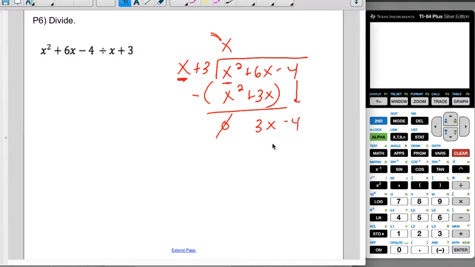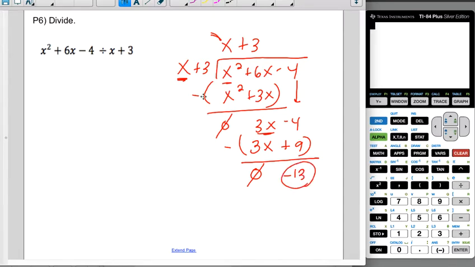6x minus 3x is a 3x, and I drop the next digit down. To get an x to look like a 3x, I need to multiply by a plus 3, which then gets distributed to both terms, so that's 3x plus 9, and then I subtract straight down. 3x minus 3x is gone. Negative 4 minus a 9 is a negative 13. Since that's degree 0 and this is degree 1, this is my remainder. So my answer is x plus 3 plus my remainder over the divisor.